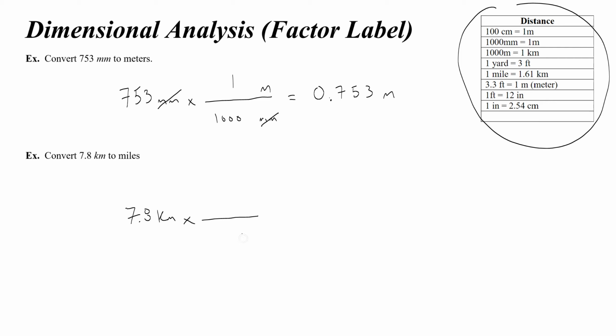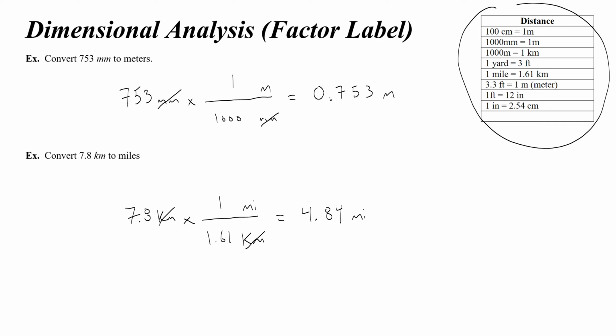So I'm going to put kilometers on bottom and miles, usually we do mi, you can spell miles out if you want, miles on top. And I know that in 1 mile there is 1.61 kilometers. Cancel out the kilometers. I'm left with miles. And this tells me that I need to divide 7.8 by 1.61. And I get 4.8, we'll say 4.84 miles. There's some sig fig stuff, but we're not really going to use sig figs that much in this class.